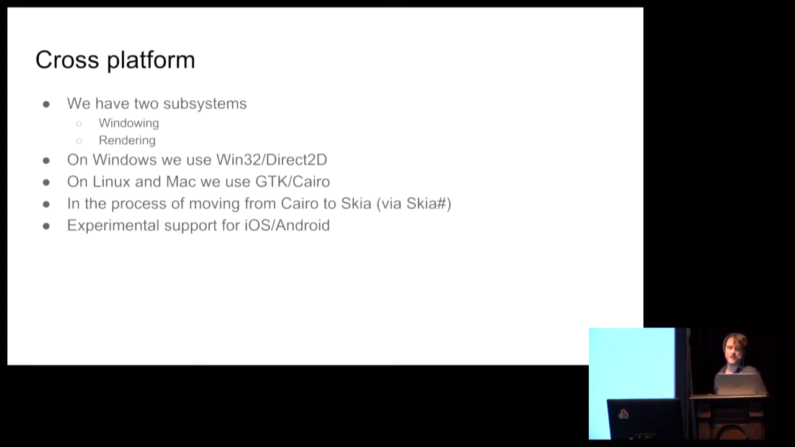As I said, cross-platform. We have 2 subsystems, one for windowing and one for rendering. On Windows, we use Win32 and Direct2D. On Linux and Macs, we use GTK and Cairo. Where platforms support those, you can mix and match should you want to, but you probably wouldn't want to.